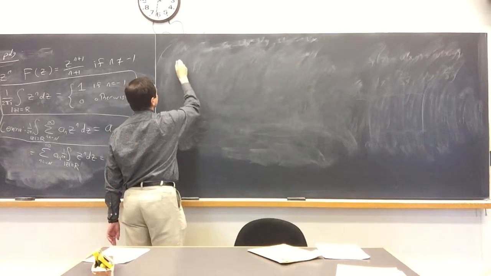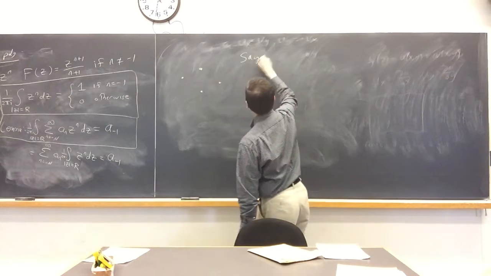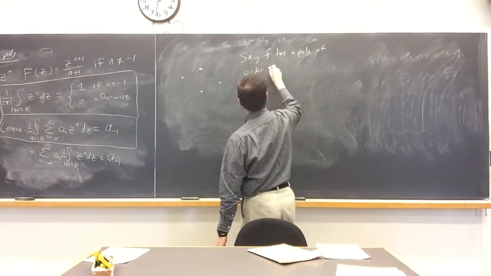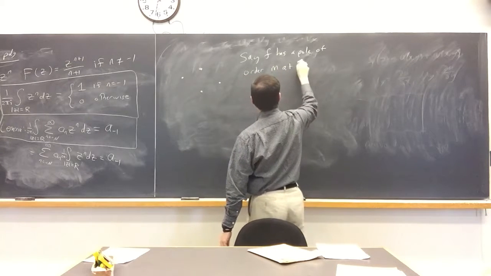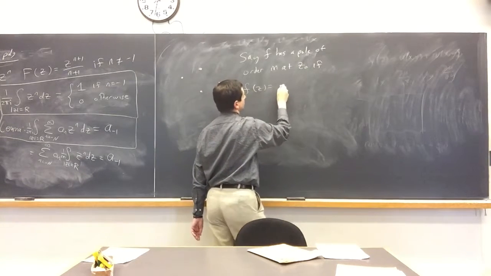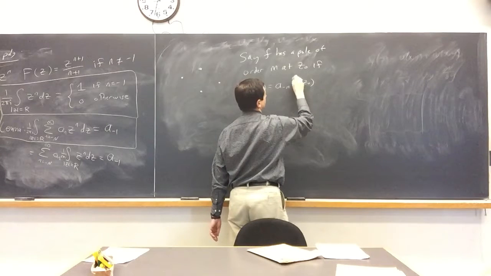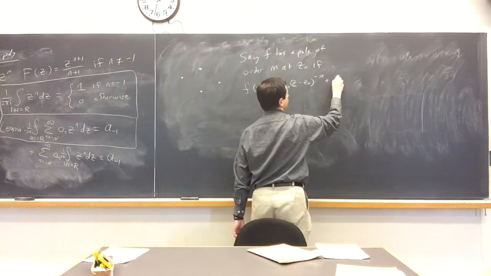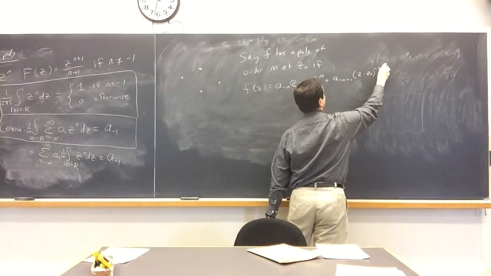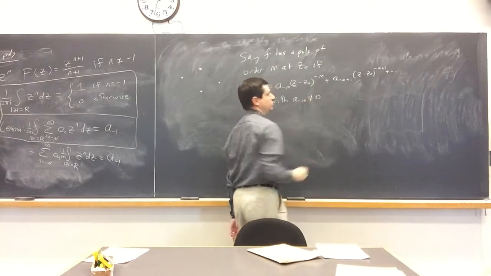Okay, so now consider the following. We say f has a pole of order m at z0 if f(z) equals a_(-m) (z minus z0) to the negative m, plus a_(-m+1) (z minus z0) to the negative m plus 1, plus dot dot dot, with a_(-m) not equal to 0.